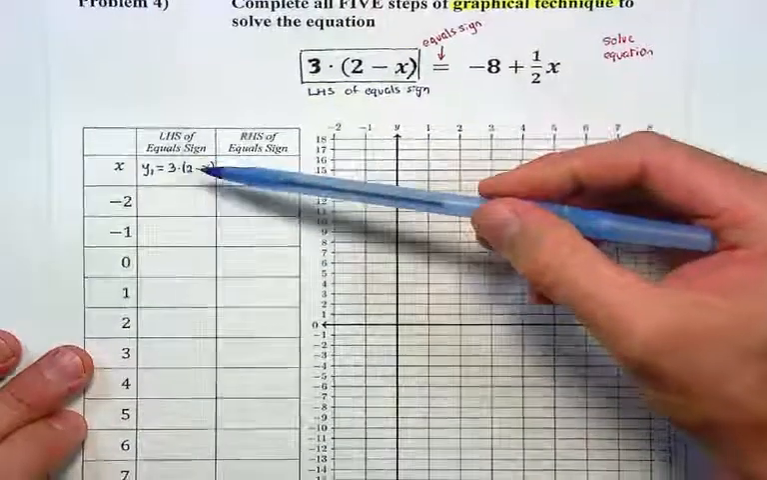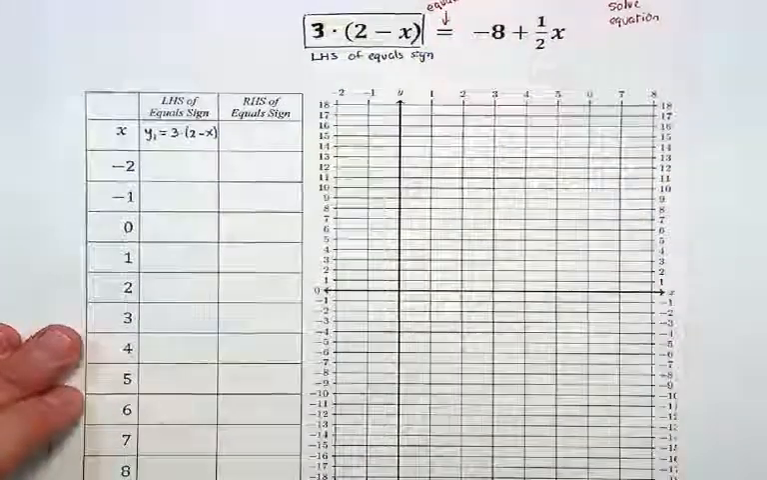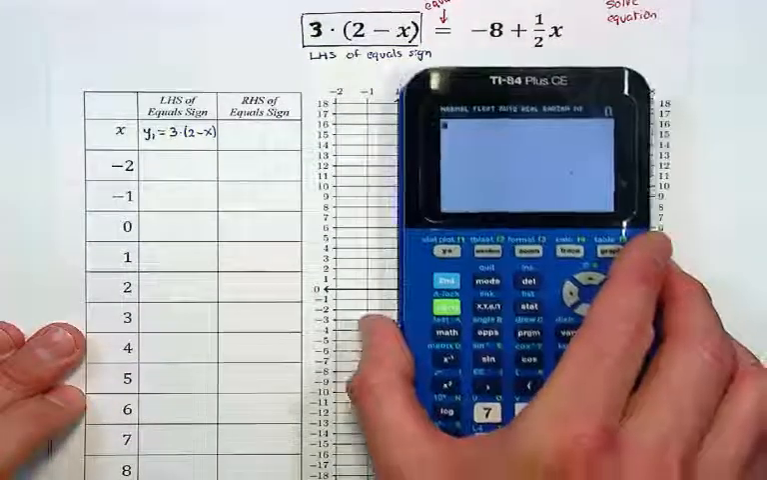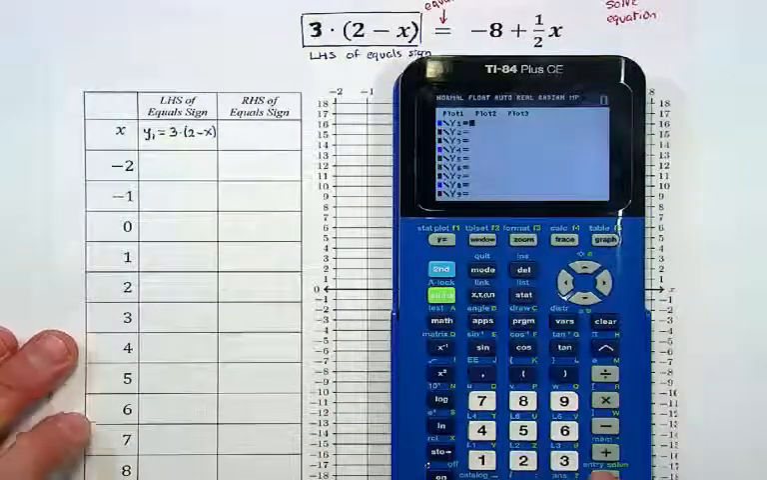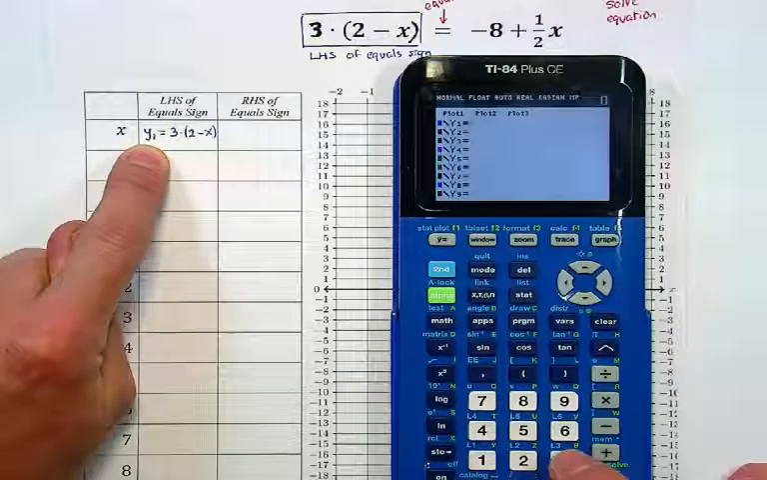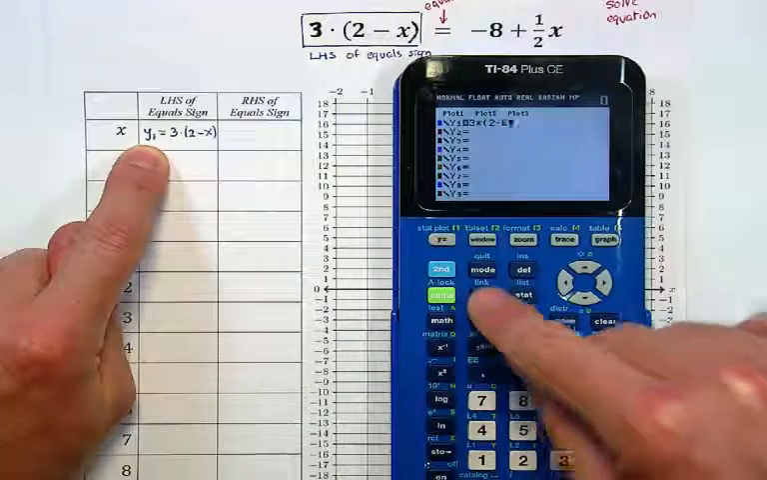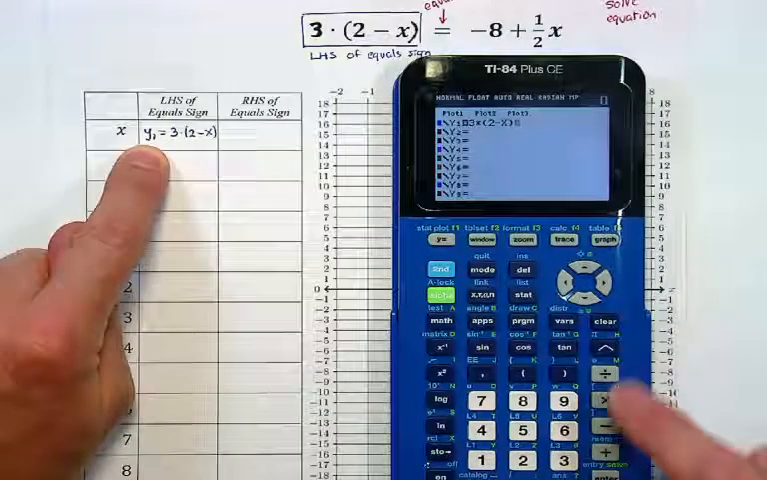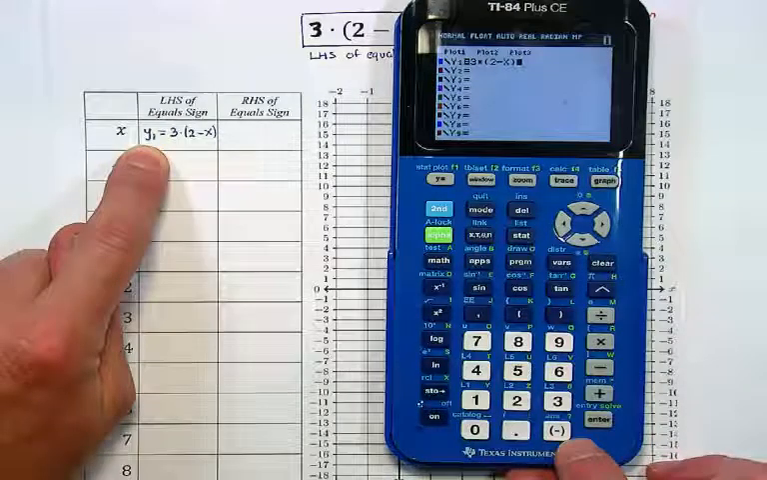Choice number 1 was to feel a lot of pain. In other words, do all these evaluations by hand. Choice number 2 was to use technology. Well, I'm all about the use of technology to make life a little easier. I think that's why I designed these darn things. Y1, we're going to define as 3 times parentheses 2 minus x, close parentheses. Remember, the minus is the long one. The negative is over here.